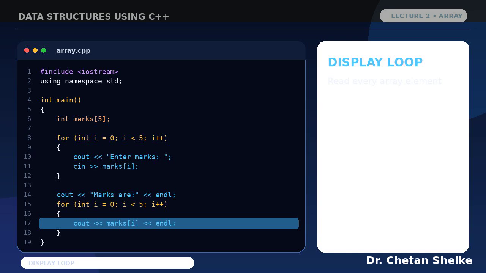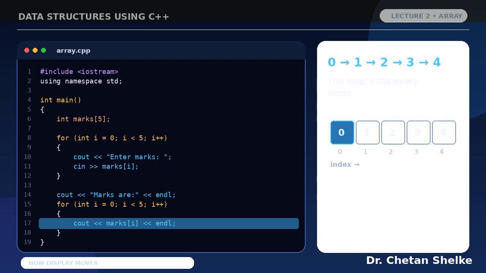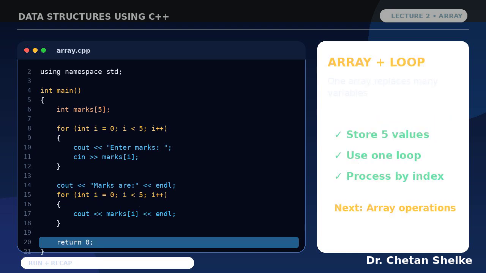Then after this you can write cout << "Marks are". For fetching the marks, again I can use a loop: for i = 0, i < 5, i++ and cout << marks[i] << endl. When i = 0, it will display marks[0]. When i = 1, it will display marks[1]. It will continue till index 4. So that is how our C++ program works. Now you can run this program and enter the values.